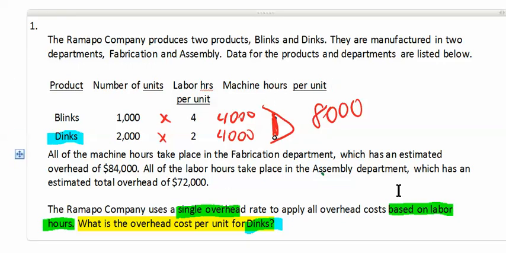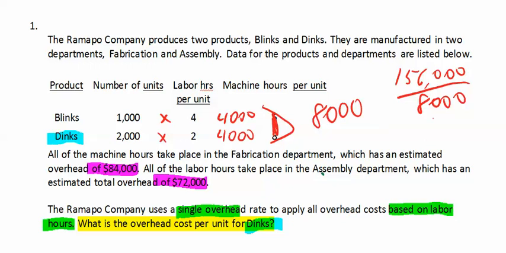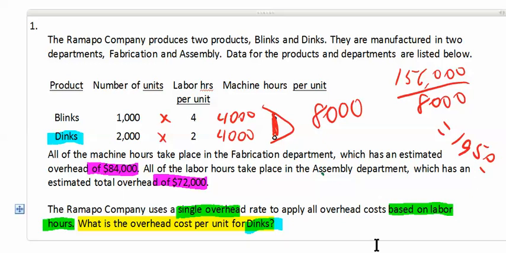I have to take my total overhead, and the total overhead in this case is 84,000 and 72,000. That equals $156,000 divided by the 8,000, and that's going to equal, make my calculation here, $156,000 divided by 8,000, that equals $19.50 per machine hour, or per direct labor hour.